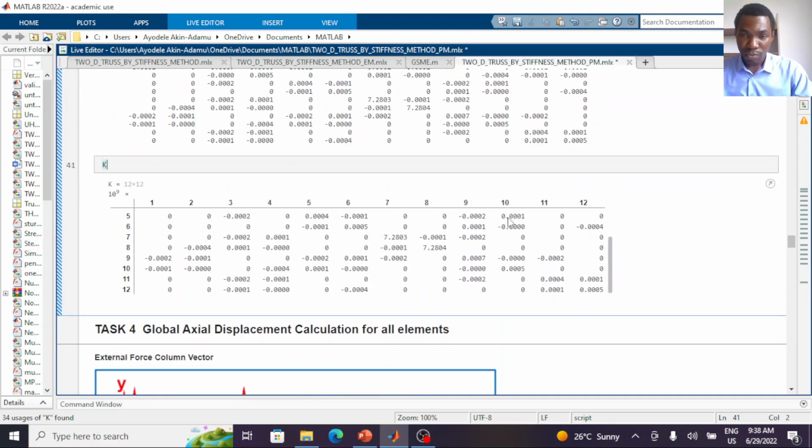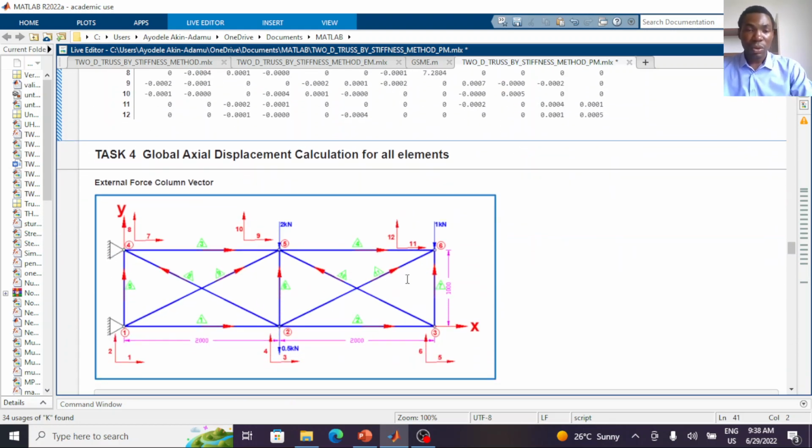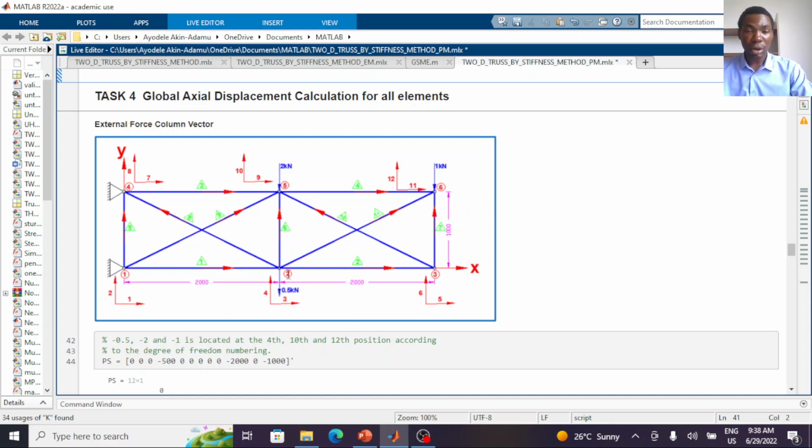So after we are done with the global stiffness matrix modification, we need to now determine our force vector. The force vector is like the list of the forces along each degree of freedom. It is a 12 by 1 matrix for this problem because we have 12 degrees of freedom. In this problem, we have 3 loads, at node 2, node 5, and node 6. At node 2, we have 0.5 kilonewton, 2 kilonewton at node 5, and 1 kilonewton at node 6.